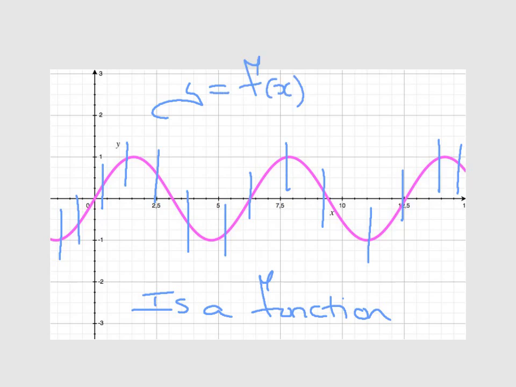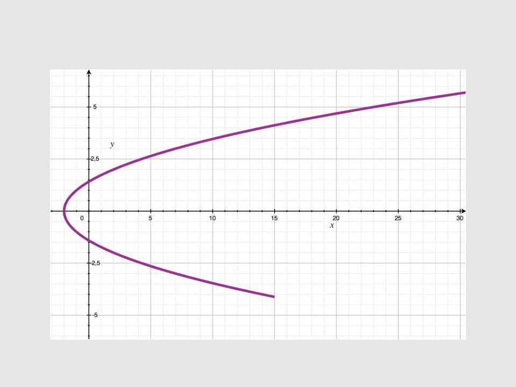Let's look at one more example. Again, we ask ourselves whether or not this curve is a function. Using the vertical line test, let's see if we can draw a vertical line which cuts the curve more than once. Looking at this, we can see right away, if we draw a vertical line here, the vertical line cuts the curve in 2 points. We can conclude right away and say that it is not a function.